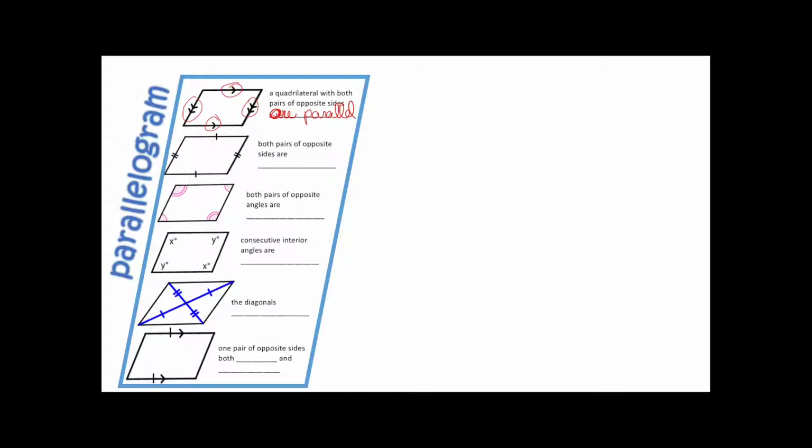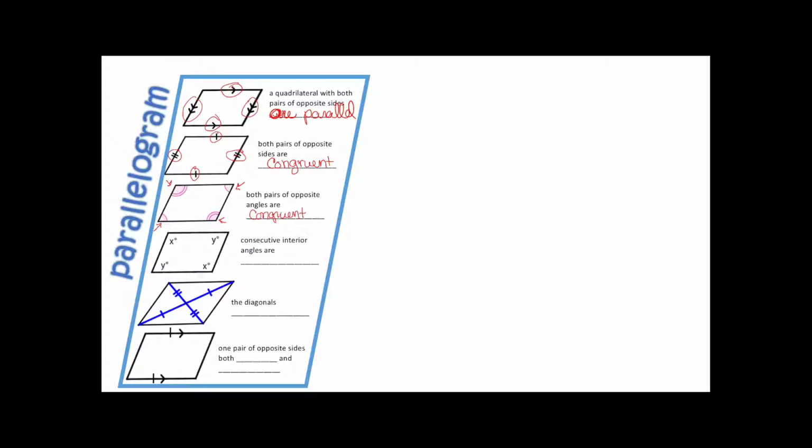Second, we see that we have tick marks, and we know that tick marks mean that we have sides that are in equal lengths, so both pairs of opposite sides are congruent, is our second property of parallelograms. When we notice that we have angles that are congruent, then we're going to say that both pairs of opposite angles are congruent. All based on the symbolism that we've used before.